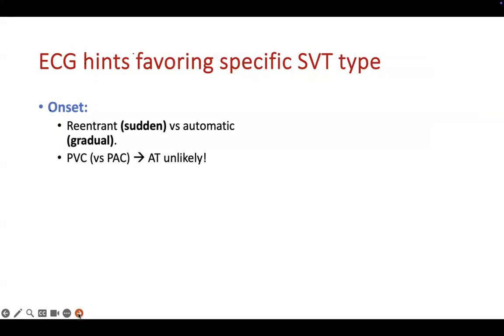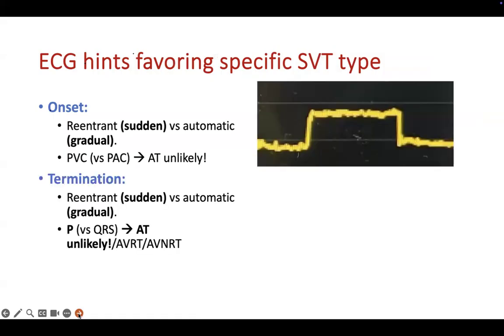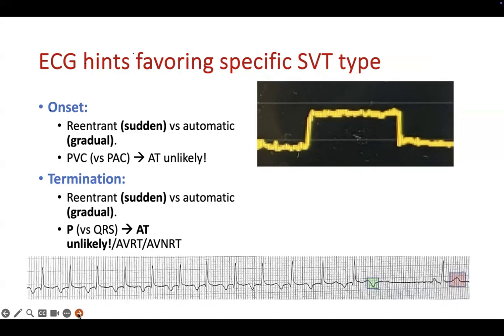Of course, if the onset is with a PVC, then atrial tachycardia is unlikely because they are two different chambers. If the termination is sudden, it goes more with AVNRT or AVRT. If the termination is gradual, it goes more with automatic tachycardias, or SVT, or sinus tachycardia. This is something you might not know, but it's good to know.